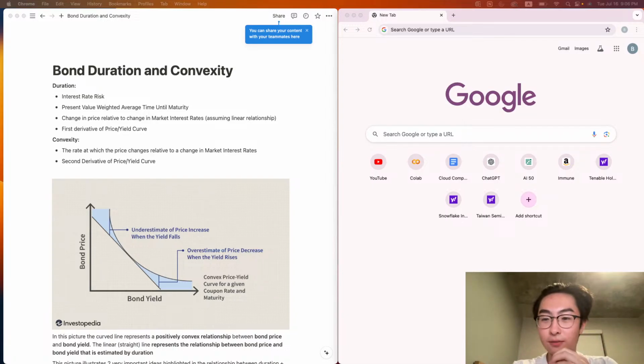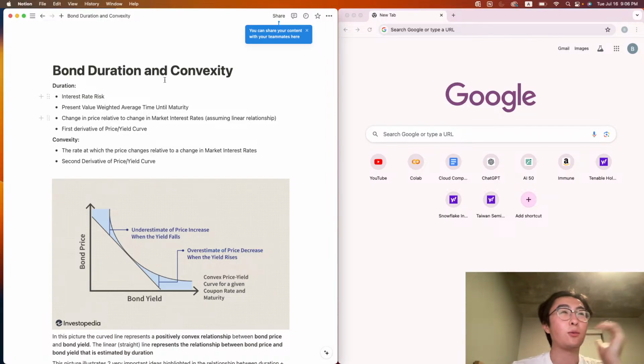Title: still confused on convexity. It's a bit misleading because I'm still confused on duration as well, but "confused on convexity" has a bit of alliteration there, so it rolls off the tongue better.